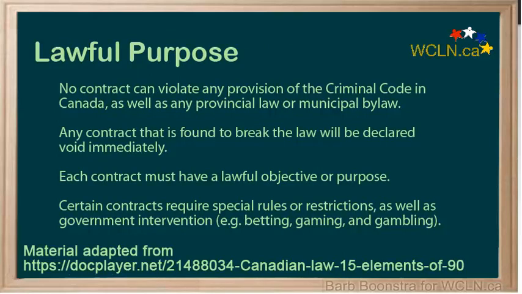No contract can violate any provision of the Criminal Code in Canada, as well as any provincial law or municipal bylaw. Any contract that is found to break the law will be declared void immediately. Each contract must have a lawful objective or purpose. Certain contracts require special rules or regulations, as well as government intervention. For example, betting, gaming, and gambling.